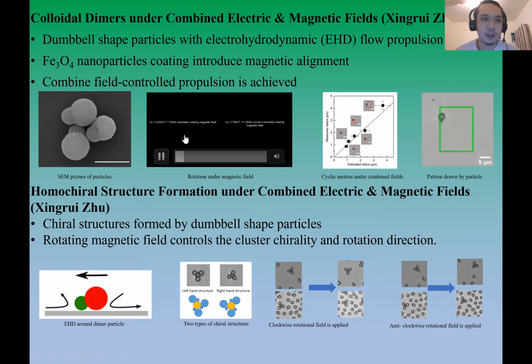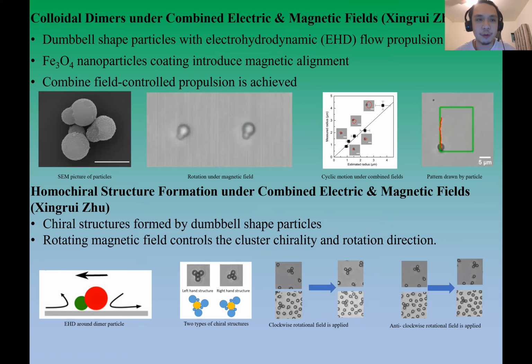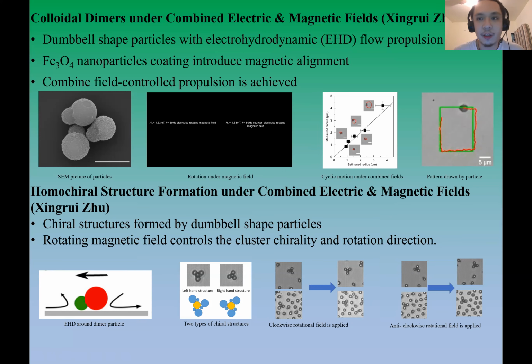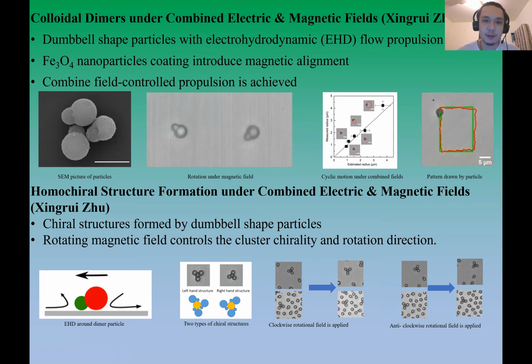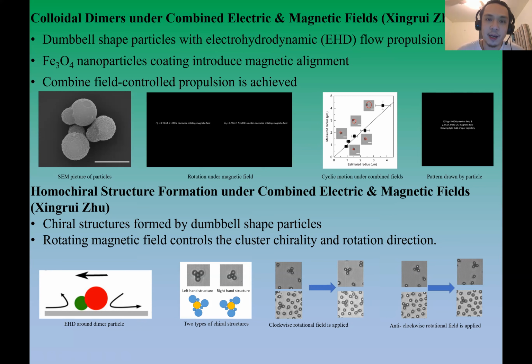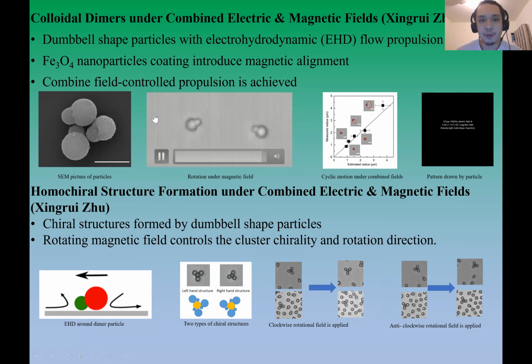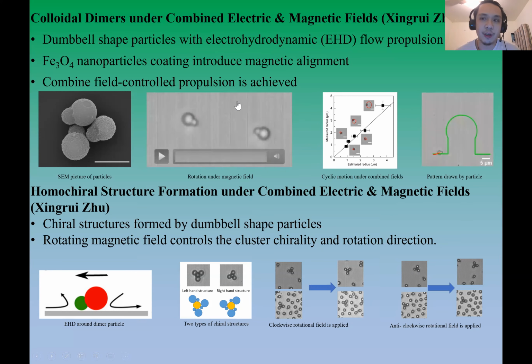The first project is called colloidal dimer under combined electric and magnetic field, which is what I'm working on right now. Our group already found out that dimer-shaped polystyrene particles can have propulsion motion under EHD flow. We introduced iron oxide nanoparticle coating on the surface so that the particle can have a magnetic response. As you can see from the second video, when we apply a rotating magnetic field, the particle can rotate following the rotating magnetic field.